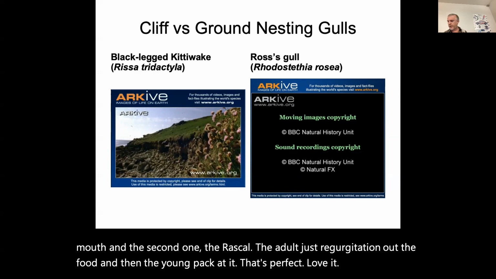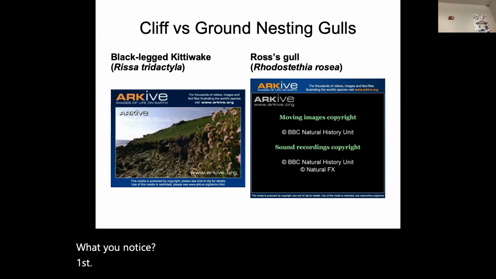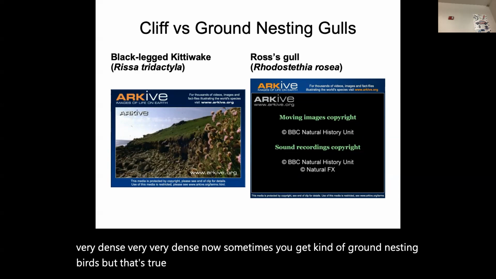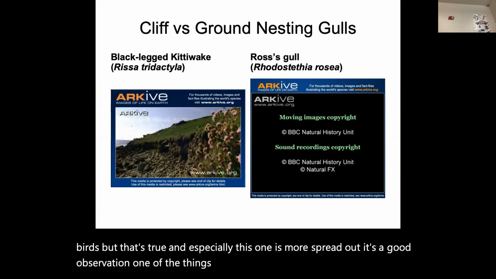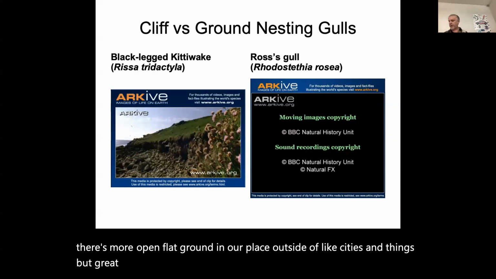Nicole, what'd you notice? Very dense, very, very dense. Now, sometimes you get that in ground nesting birds, but that is true, and especially in this one, it's more spread out. It's a good observation. One of the things with cliffs is cliffs tend to be a limited resource. You know, there's more open flat ground than there are cliffs outside of like cities and things. But great observation. What's another thing we noticed? Virginia.